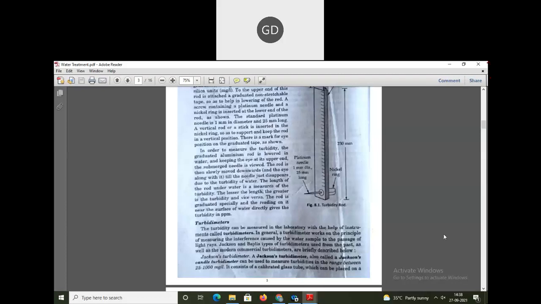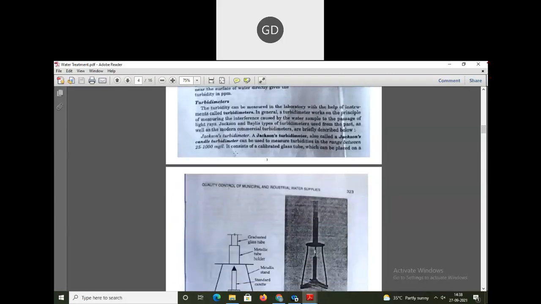There are again three types of turbidimeters. Number one is your Jackson turbidimeter. So what is a Jackson turbidimeter? This turbidimeter can measure turbidity in the range between 25 to 1000 milligram per liter. If the turbidity of the water is between 25 to 1000 milligram per liter, you can use a Jackson turbidimeter to measure the turbidity of the turbid water.